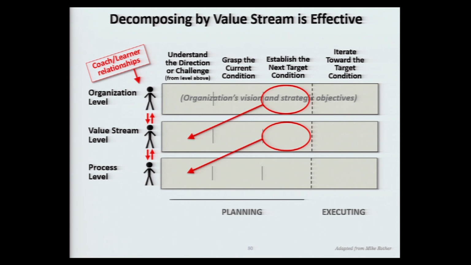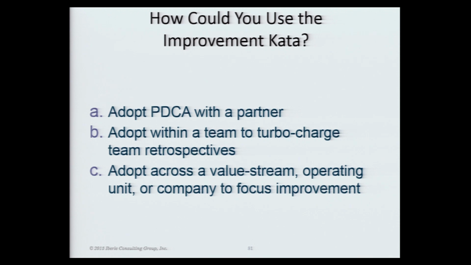We saw that decomposing by value stream instead of by function or organization is really critical. You want to make things run fast across a value stream, you need to look at the value stream, not at departments. So we think that you could adopt the improvement kata just within a team and just do the PDCA part and probably get value out of it.